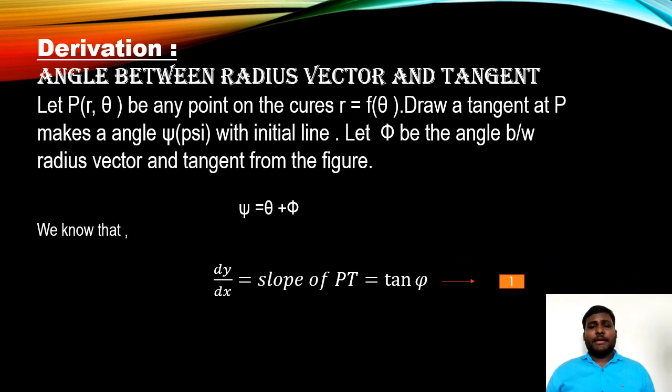Angle between radius vector and tangent. Let P of r, theta be any point on the curve r equals f of theta. Draw a tangent at P. Mark angle psi with the initial line. Let phi be the angle between the radius vector and the tangent. Psi is equal to theta plus phi. We know that dy by dx is equal to the slope of the tangent, which is tan psi. Let's move to the next slide.